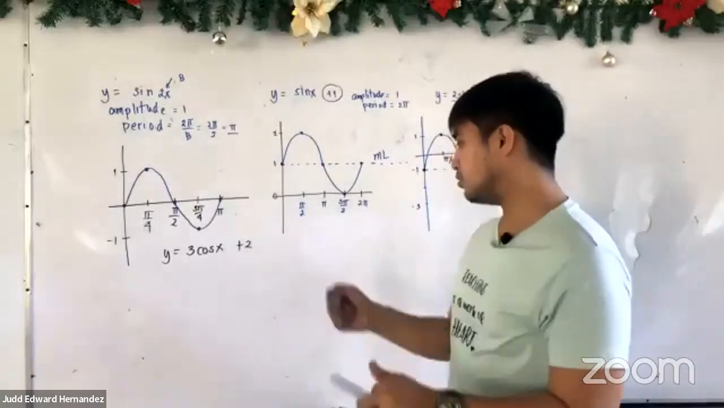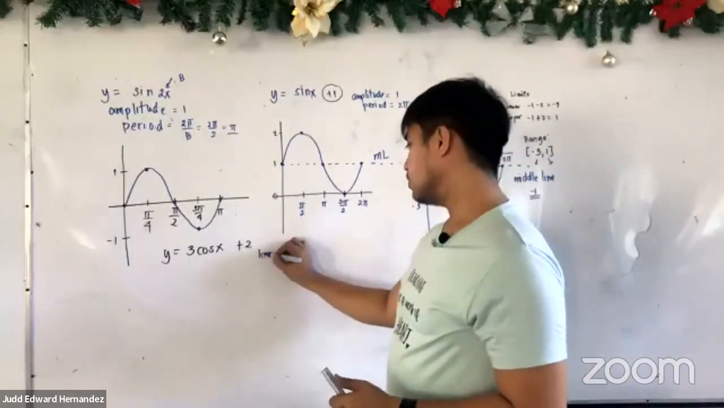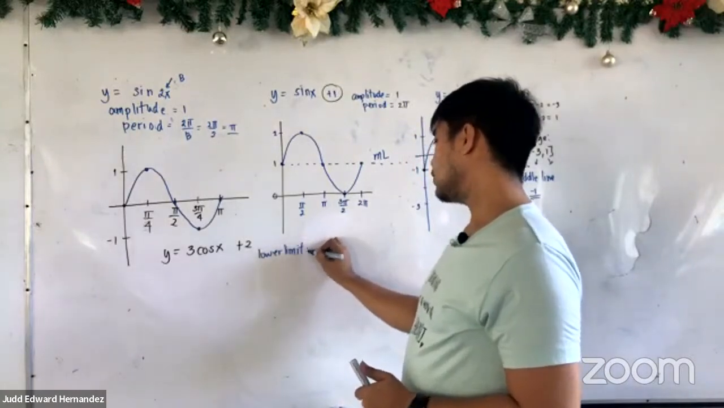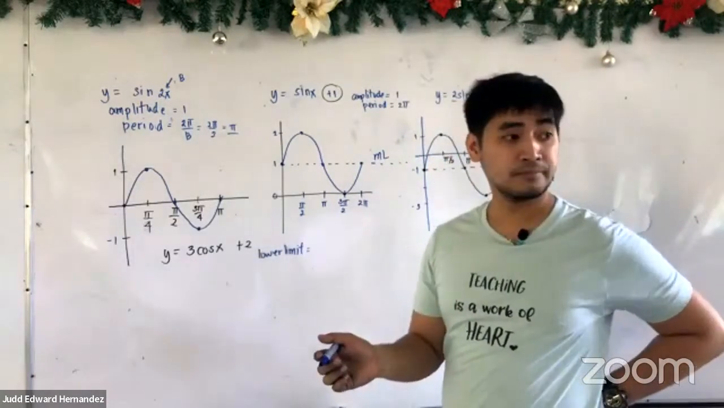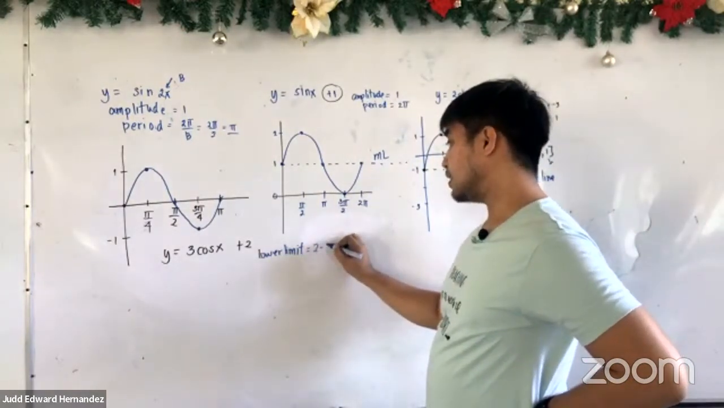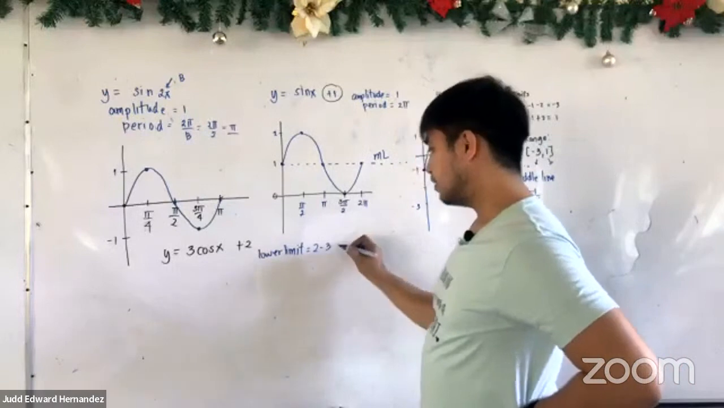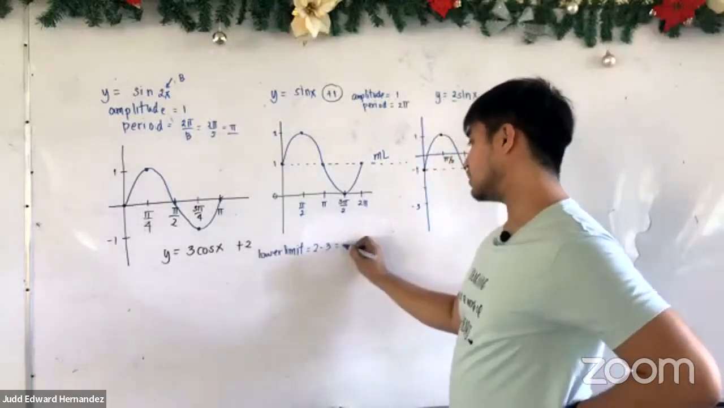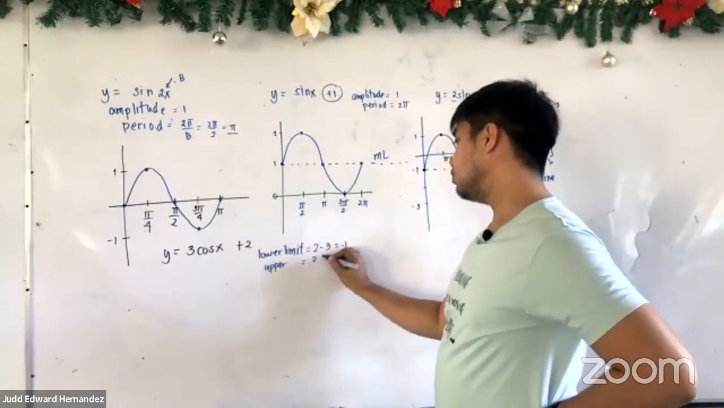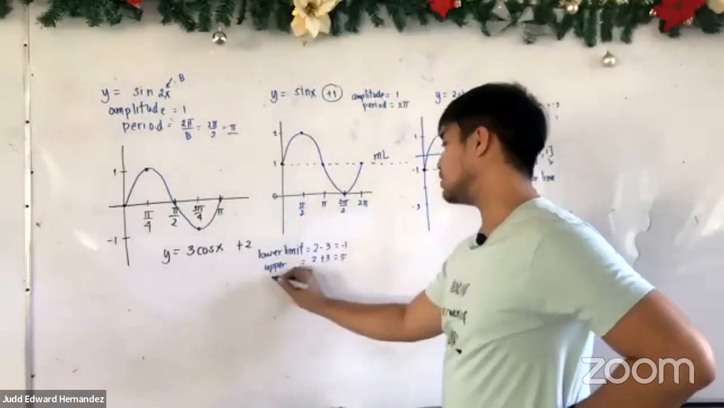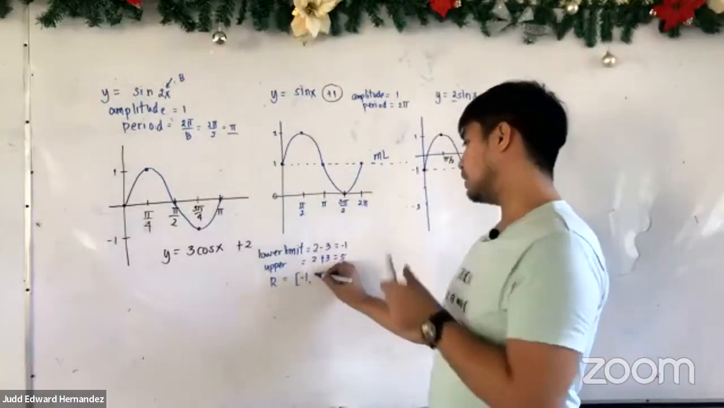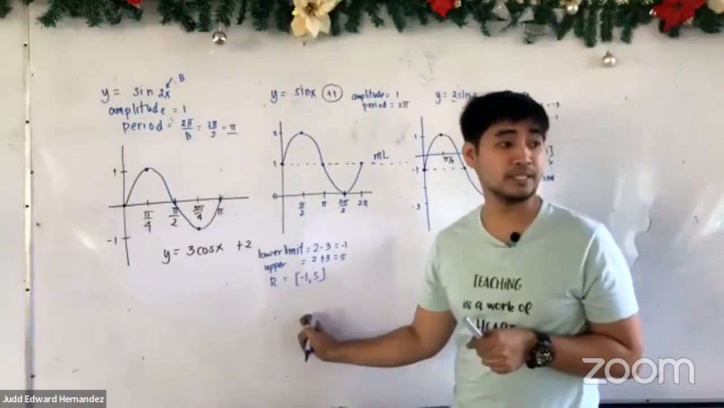Okay, the first thing that we need to do is find the lower and upper limit. Lower limit tayo. What is our lower limit, guys? Our lower limit is negative 1, po. 2 minus 3 is negative 1. Upper limit, it goes with 5, po. 2 plus 3, therefore 5. And what is the range? Our range would be negative 1 to 5. Okay, is this clear?